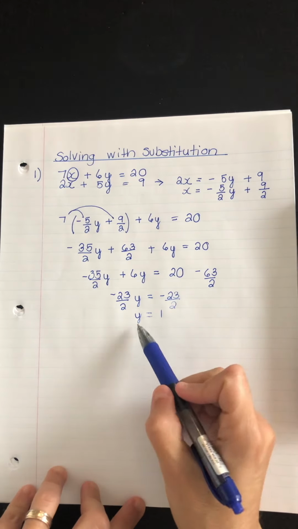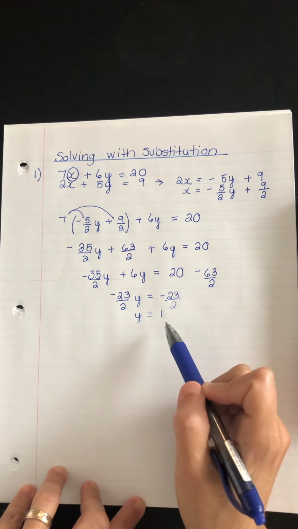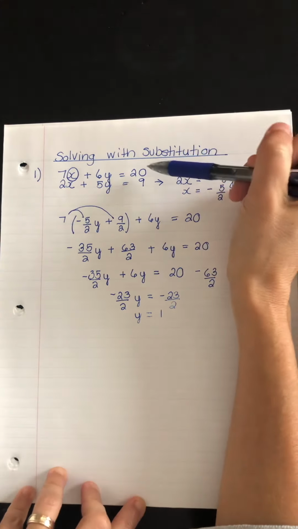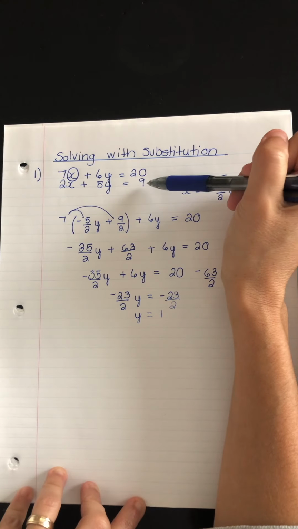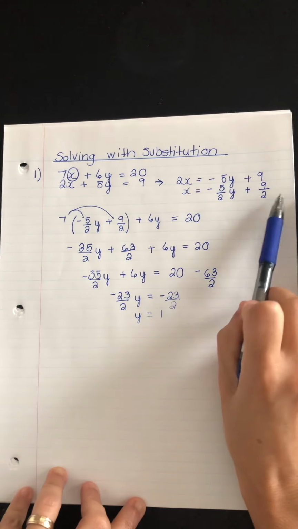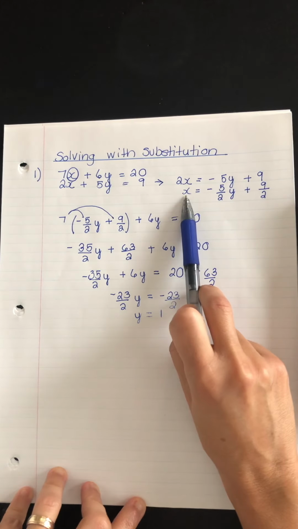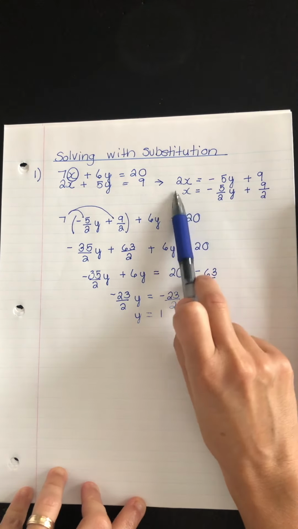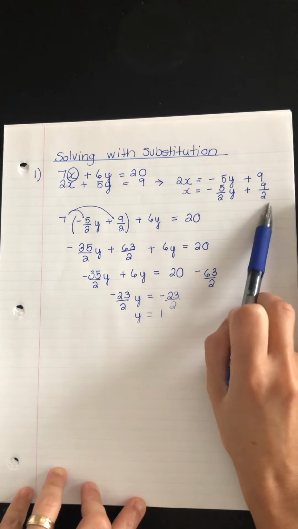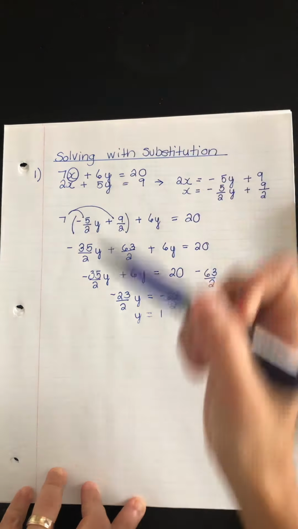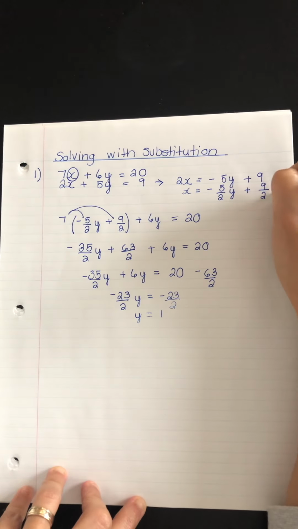Okay, once we have y determined, the easiest thing to do to figure out x is to substitute. You can substitute into this equation, or even this one right here where we've already got x isolated. This is the one I would normally use with this method. But as I said, if you prefer, you can put y equals 1 here or here. So I'm going to go to this one right here.